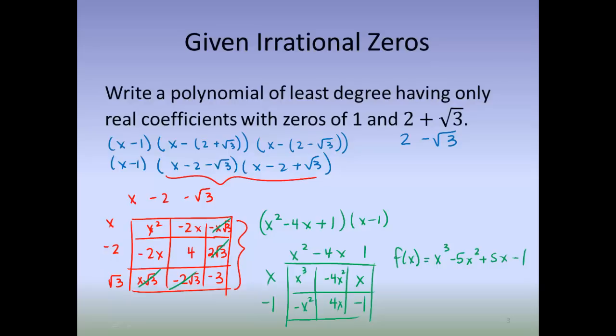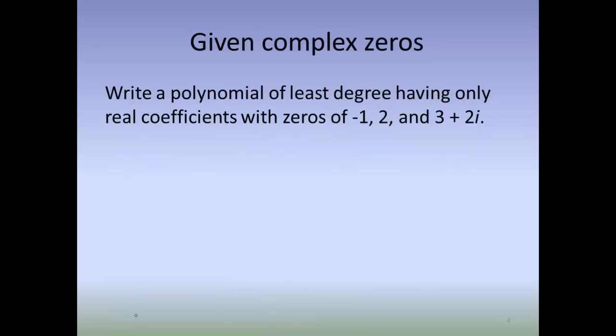This polynomial is of least degree. It had to have a power of 3 because I had the two distinct zeros written, and this one had to have a conjugate because of the radical, the square root of 3. So I had to have a cubic power. I have all real coefficients, and that's my final answer. Let's try one more example together.